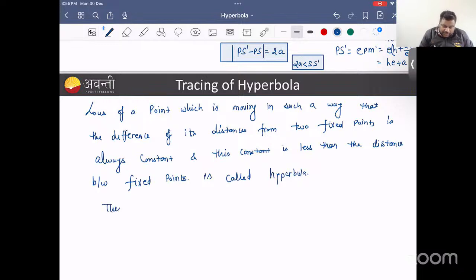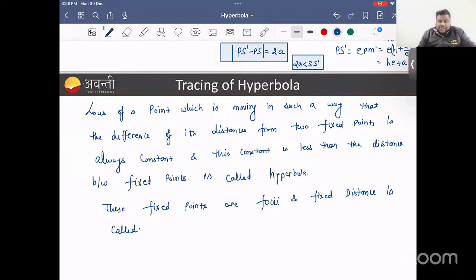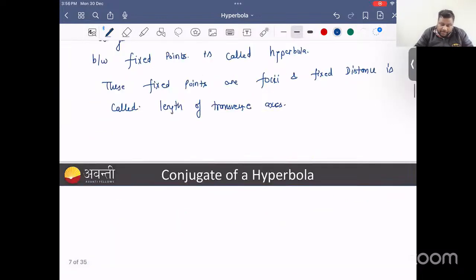Now what are these fixed points? These fixed points are the foci, or focus, and this fixed distance is called the length of the transverse axis. Got it?